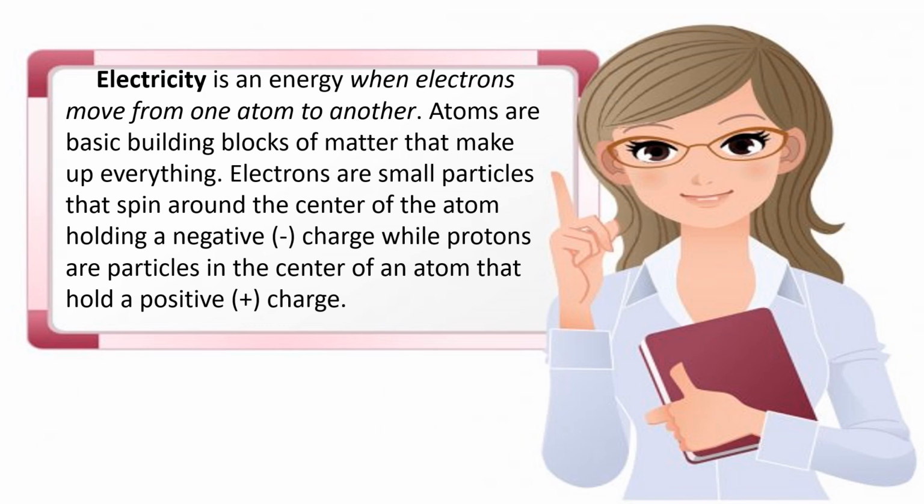Next, we have electricity. Electricity is an energy when electrons move from one atom to another. Take note of this, children: move from one atom to another. Atoms are basic building blocks of matter that make up everything. Electrons are small particles that spin around the center of the atom holding a negative charge, while protons are particles in the center of an atom that hold a positive charge.